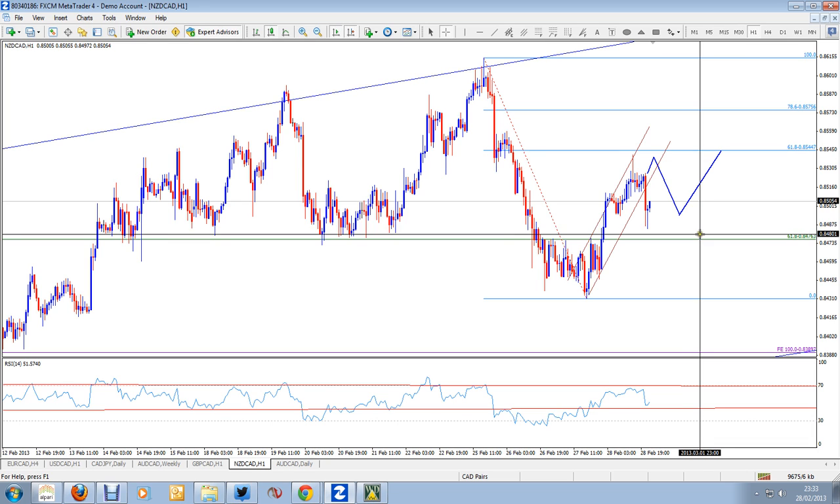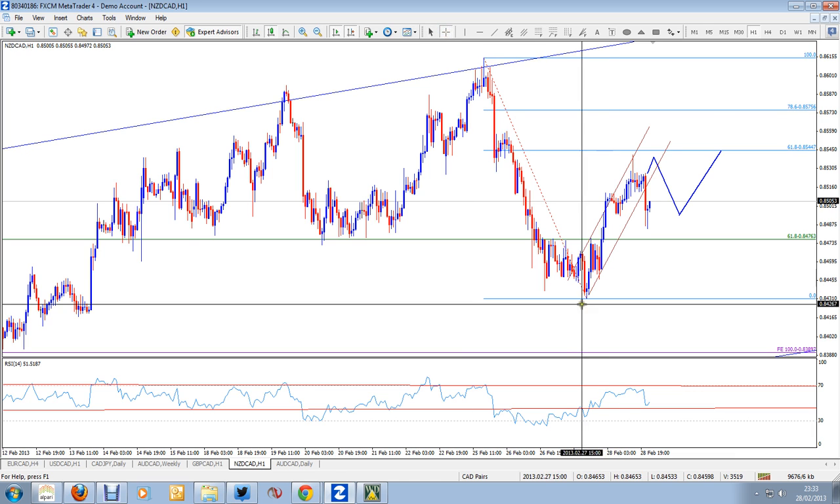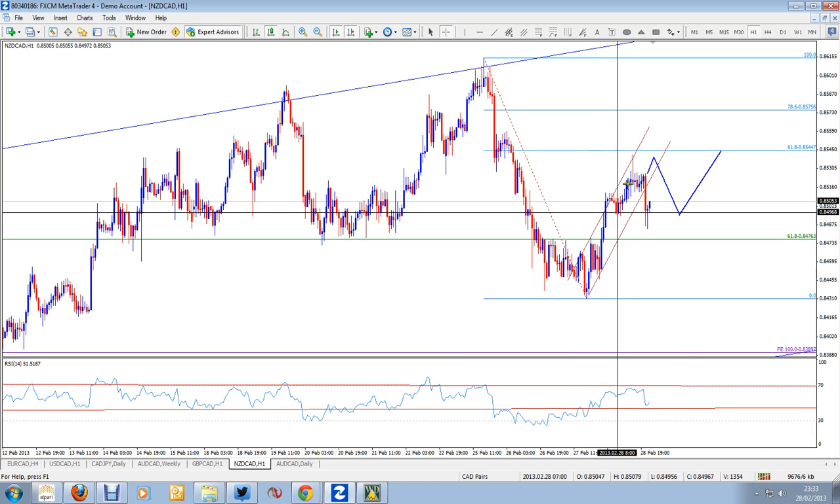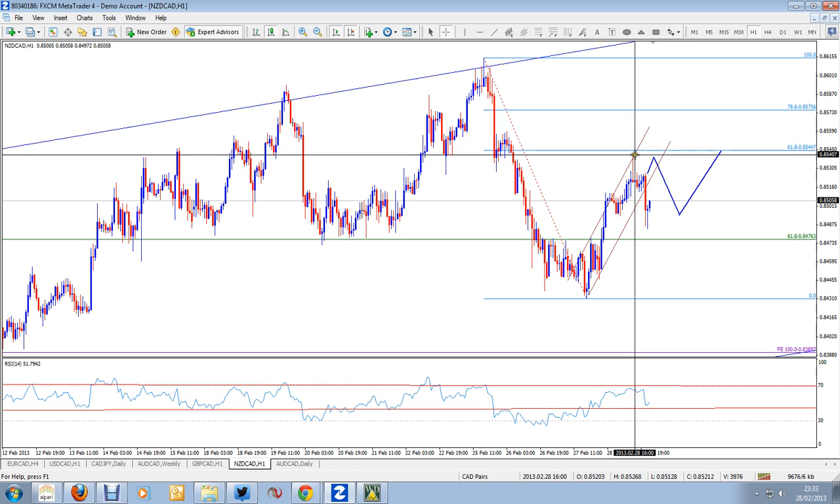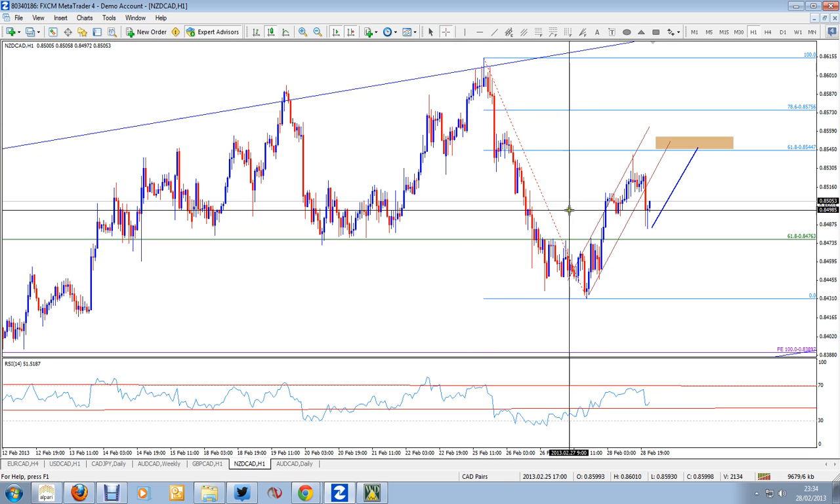That would be the area to short. Okay, so here might be 1, 2, it might be 1, 2, 3, 4 and 5. So that forms the wave A, ABC down to the wave B. So really speaking, we're only now looking for another leg higher and look for entry anywhere in that area, which will be 61.8% retracement of this entire drop.